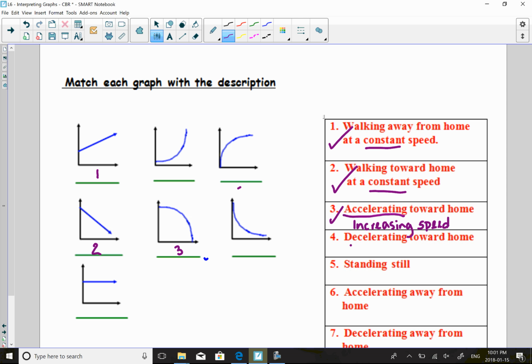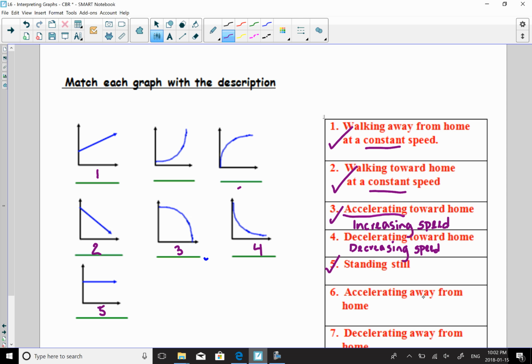Decelerating means decreasing your speed. And that's towards home. So decreasing means that you're not going as steep, so it's going to flatten out. So this has got to be it. And towards home means I'm going from higher to lower. Standing still means that you're not going anywhere. It's a straight long cross. So that's got to be that one.